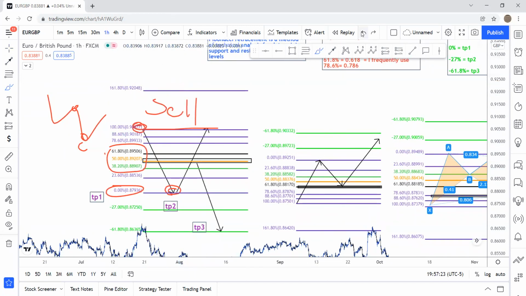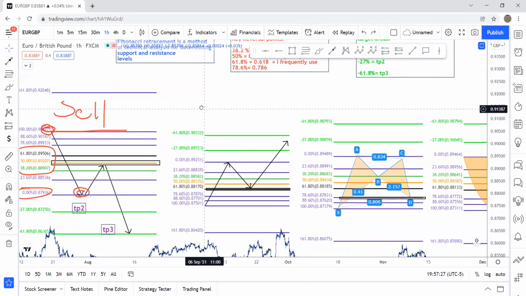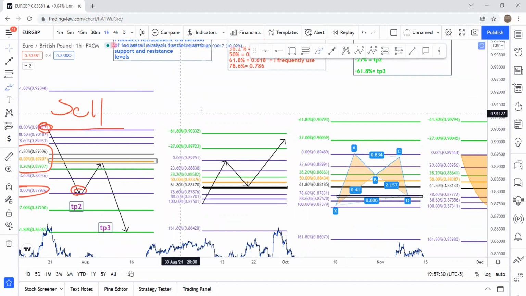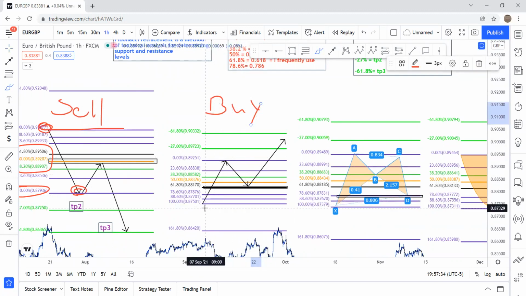Let me explain that a little bit later. So this is for the sell example. Once again, this one is for the buy example. All right, so this was the previous swing low, this is where price was currently at, so I brought it from the low to the high.